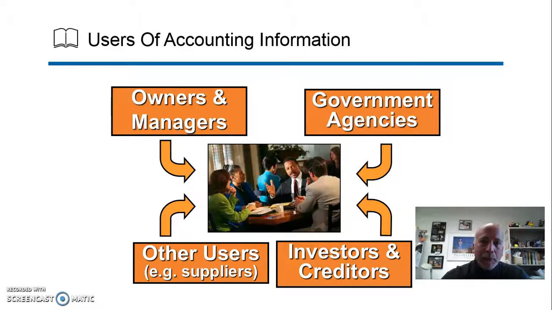And lastly, other people look at them. For example, if you were looking for a supplier of a particular service or product, and you said to them, what I'd like to do is buy the product and I'll pay you in 30 days, the supplier needs to know, are you a good credit risk, so that they can extend that product to you with the assurance that you're going to pay them in 30 days. So managers inside, as well as government, investors, and other users such as suppliers on the outside.